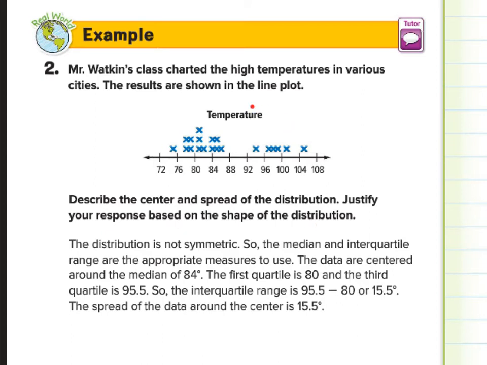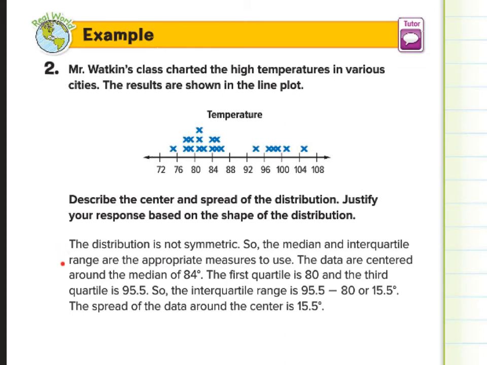So again, we look at the shape of the distribution and we choose whether we use the median to describe the center and the interquartile range to describe the spread, or do we use the mean to describe the center and the mean absolute deviation to describe the spread? So which one are we going to use? Well, because it is not symmetric, we should use the median and the interquartile range.